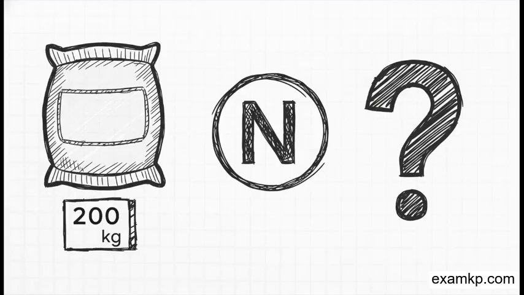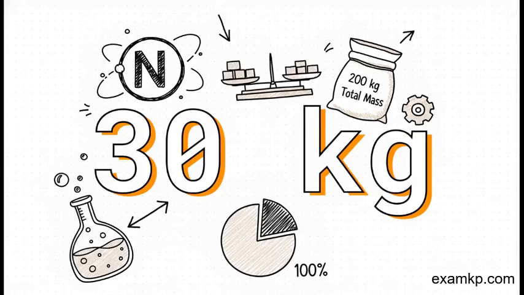The solution is actually quite straightforward. Don't get distracted by all the other numbers. We only care about nitrogen, which is 15%. So we just need to find 15% of the total mass, which is 200 kilograms. So that's 15 over 100 multiplied by 200. And that gives us exactly 30 kilograms of nitrogen. See? Not so hard when you know exactly what to look for.